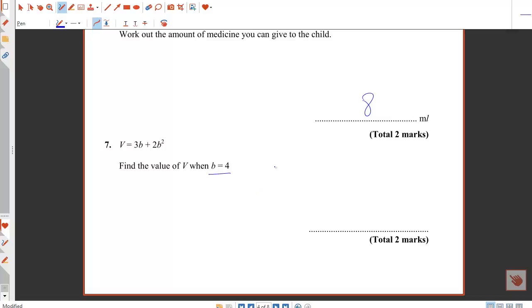So we're told that B is 4, so V is going to be 3 multiplied by 4 plus 2 multiplied by 4 squared. Now this is really important. Obviously you can do it on the calculator, but let's do this one without the calculator. I'm going to suggest you just use the calculator in the practical application. So this is 12, but over here the squared needs to get done first. Indices come before multiplication. So that's 2 times 16. So that's 12 add 32, because now this multiplication gets done, and that's going to give us 44.